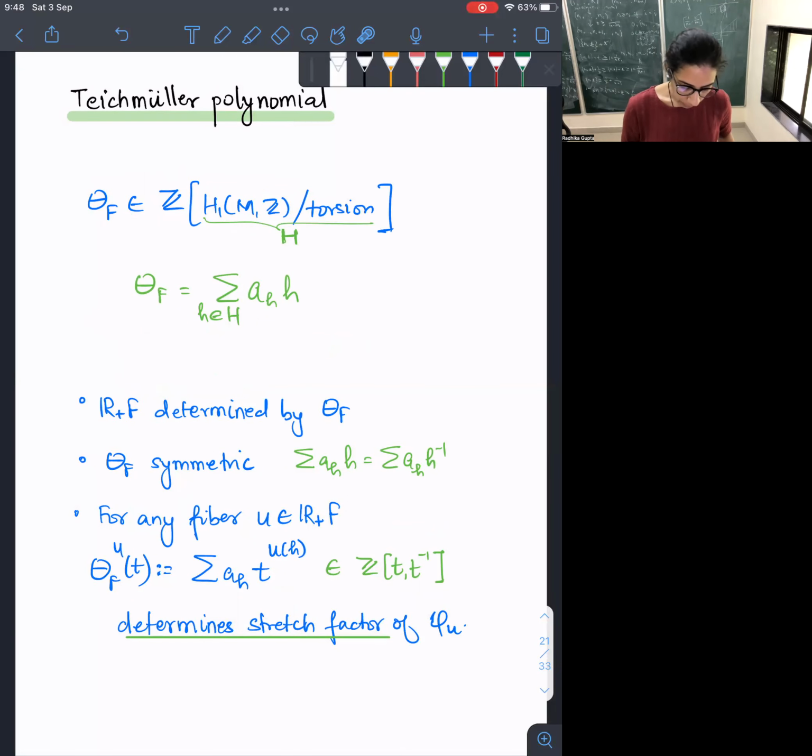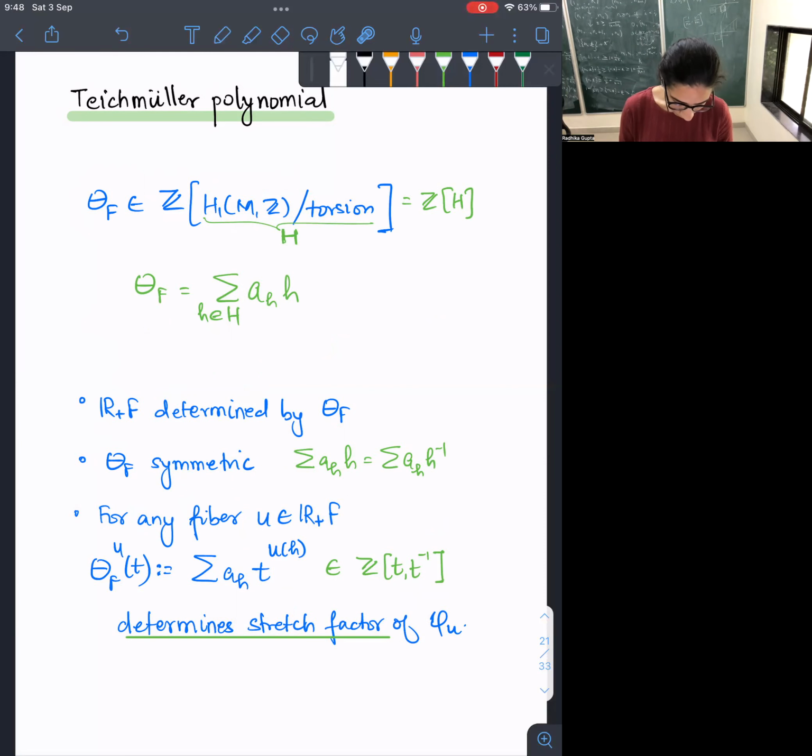Then there's another polynomial in the same group ring. This is called the Teichmuller polynomial. And there is a little f here. This is for the fibered phase we are considering. Once I have this polynomial, I can actually determine the cone using this polynomial. This polynomial is symmetric.